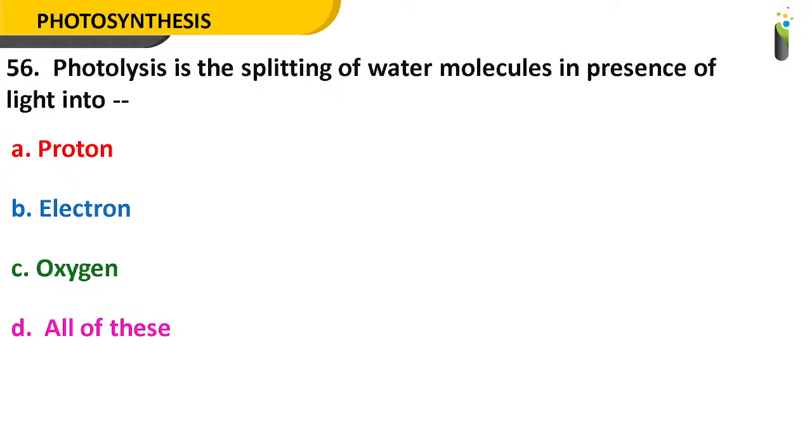And the correct answer for this question is D, all of these. Do not forget it releases hydrogen, which represents a proton and an electron, along with the release of oxygen. So here there is a possibility that the students may take oxygen, but the correct answer is all of these.